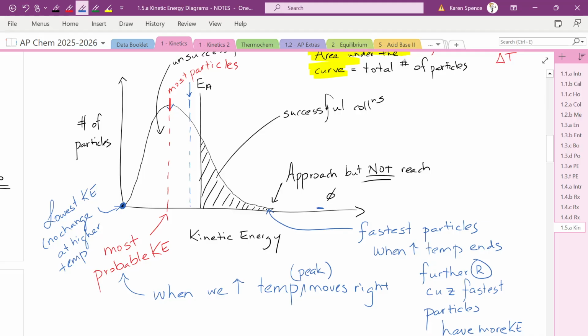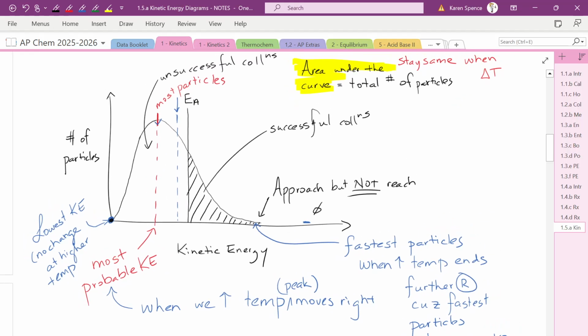What would the shape of the curve look like? How would the height of the curve be? Would it be the same? Would it be higher? Would it be lower? Has to be lower. Why does it have to be lower? Explain to your partner.